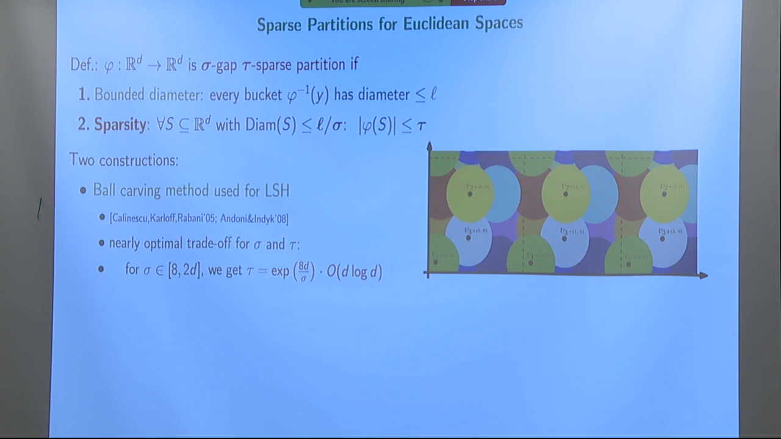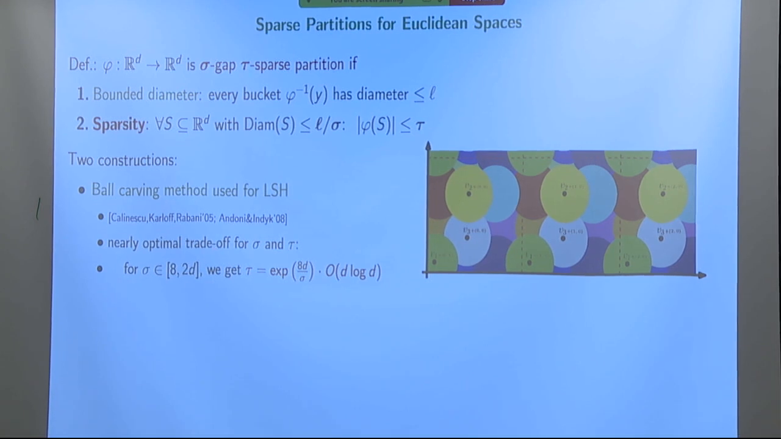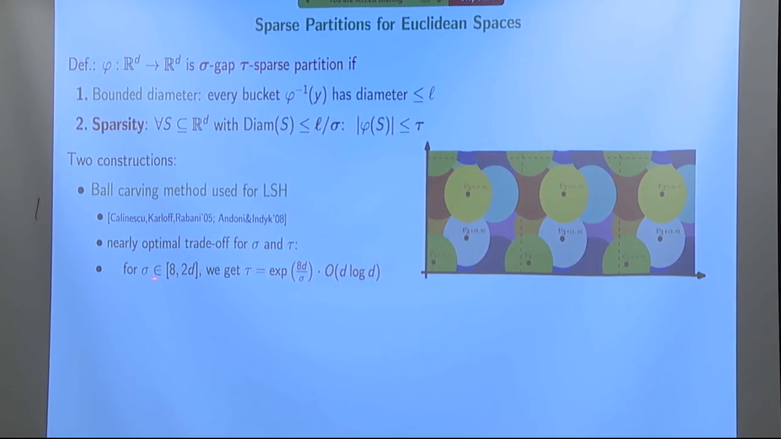So let me just quickly recap which partitions we can construct, using a random clustering process. It's called ball carving, and was used already to construct locality-sensitive hashing. We can get a nearly optimal trade-off for Euclidean space. For any given gap parameter sigma, we can get some tau that's exponential in the dimension, but divided by sigma.